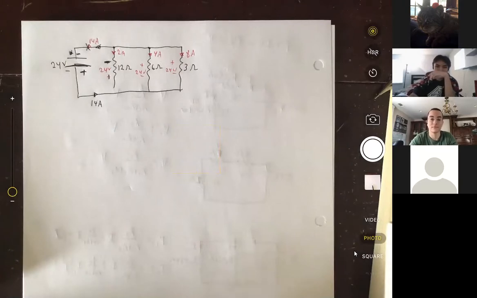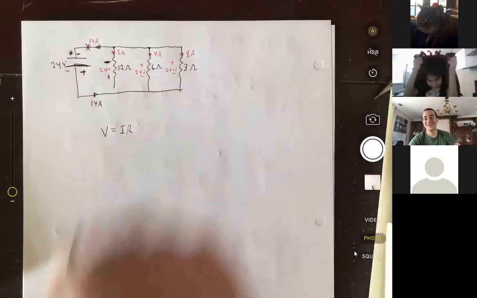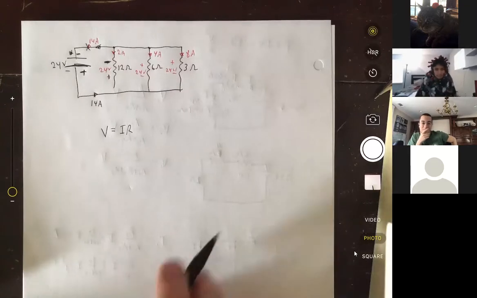Oh, in general? Well, the only formula we have available to us for that is V equals IR. So if you know the resistance and you know the current through the resistor, that's how you get the voltage drop. And that's, I don't know, that's pretty much it.